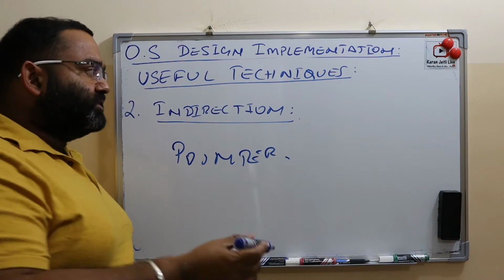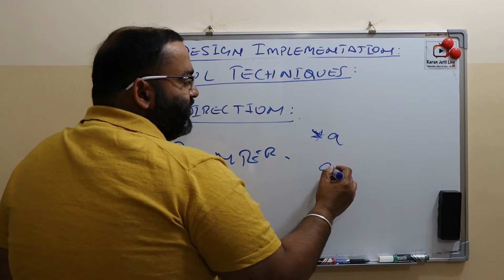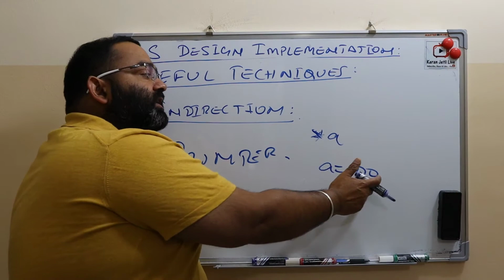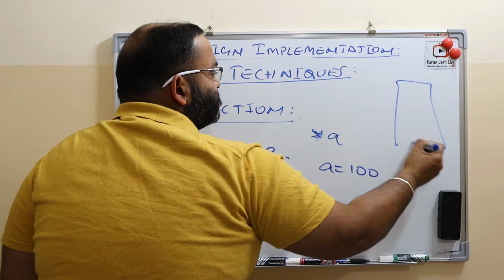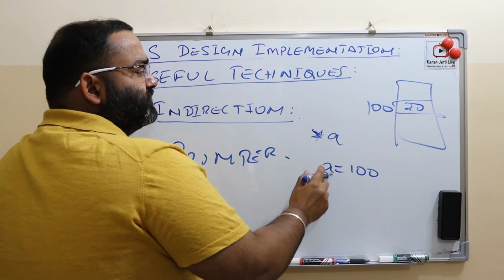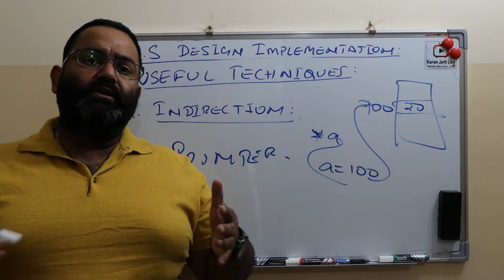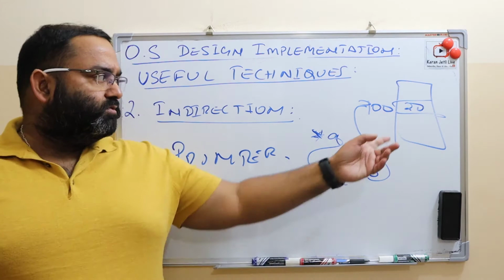For example, if I declare a variable A and in A I store 100, what does it mean? A is a pointer variable which is not storing the data 100. Rather, it is storing the address of the data, at memory location 100. Suppose our data is 20. This is called a pointer, or simply indirection. Instead of directly storing the data, we are storing it indirectly with the help of a reference or its address. We call it the principle of indirection.